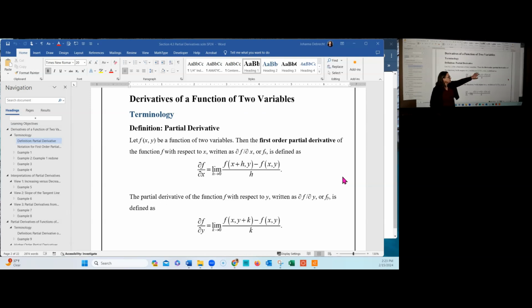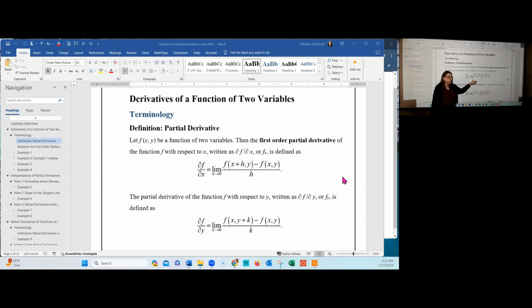We use a different symbol for partial derivatives. It's partial because the function depends on two independents, not just one. We use this symbol, which looks sort of like an italicized backward 6, and it's called the partial. And we read it as the partial of f with respect to x, or the partial of f with respect to y.